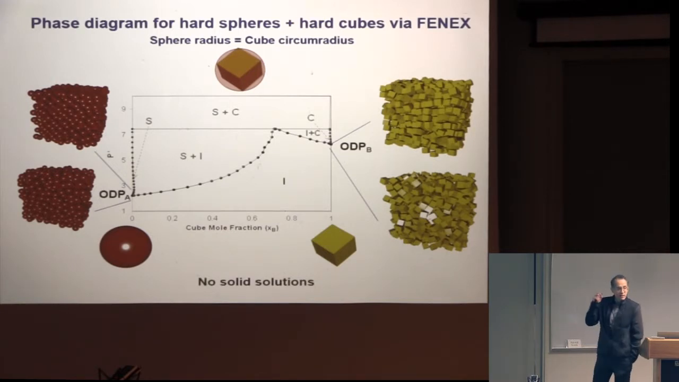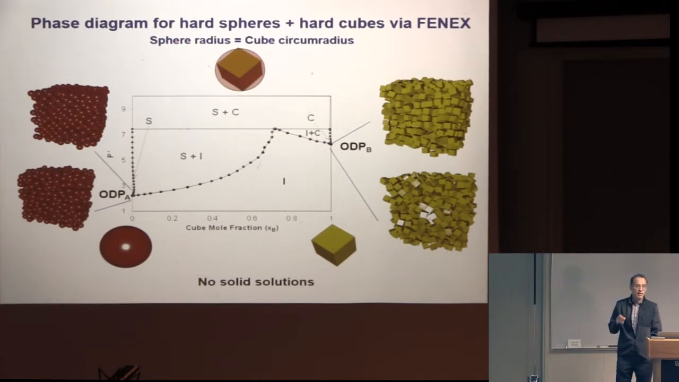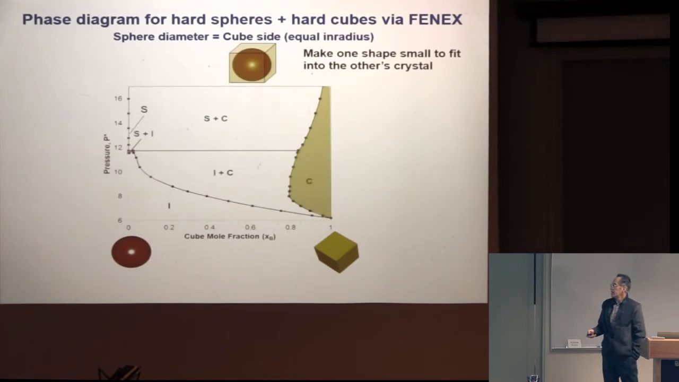Now, this is entropy. These are just hard particles, and hence the packing is going to play an important role, meaning that the relative sizes I choose for these particles are going to be crucial. These results happen when the sphere radius is equal to the cube circumradius. So let's change that. If you change it to the case when the sphere diameter equals the cube side, so equal in radius, now this happens.